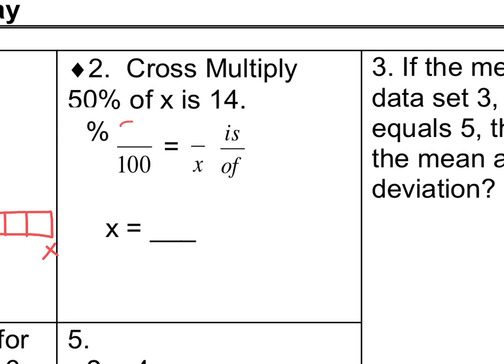So 8 times 5 would tell you that x is 40. So we'll just throw our 50% up here, which is 1 out of 2. 50% is 1/2. And of x, x is our total, is 14. 14 is our part. And so we're going to do 50x equals 1400. We're going to divide both sides by 50.